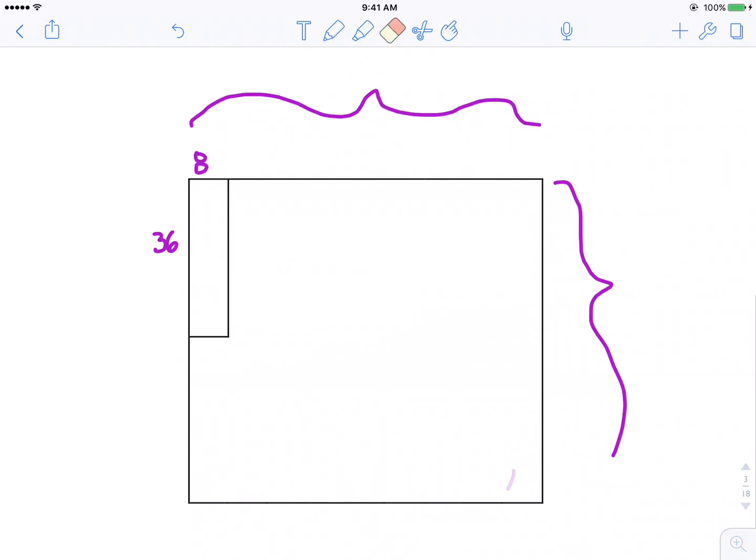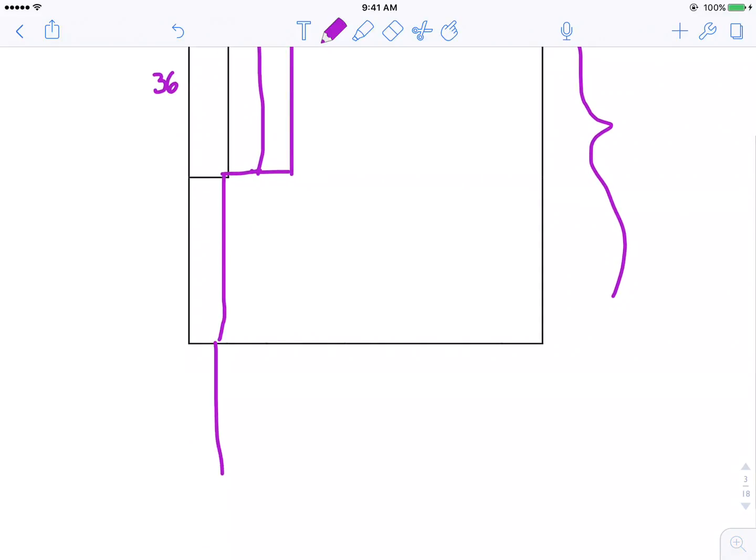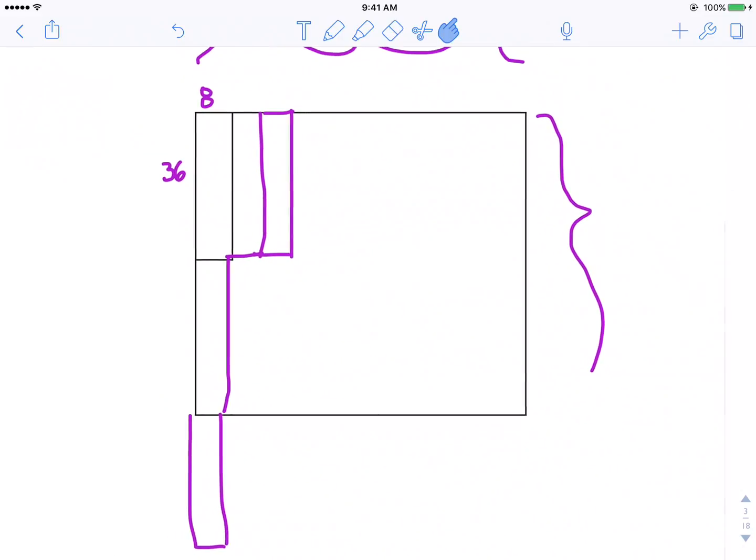Because you can think about it this way: as I increase the number of rectangles this way, in order to get it big enough, I'm also going to have to increase the number of rectangles this way in order for it to be big enough. But remember, the length and the width of this shape have to be equal because it's a square.